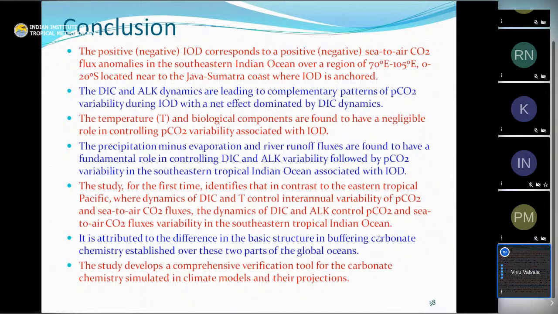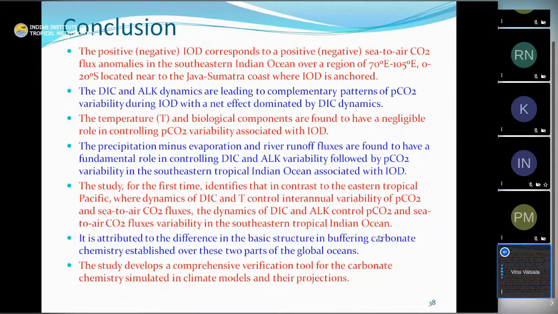And temperature and biological components are found to have a negligible role in controlling PCO2 variability associated with IOD. The precipitation minus evaporation and river runoff fluxes are found to have a fundamental role in controlling DIC and alkalinity variability, followed by PCO2 variability in the southeast tropical Indian Ocean associated with IOD. The study for the first time identifies that in contrast to the eastern tropical Pacific, where DIC and T control the variability of PCO2, in the Indian Ocean, DIC and alkalinity control the PCO2 variability. That is a contrast we found.